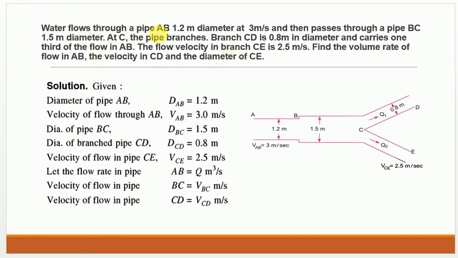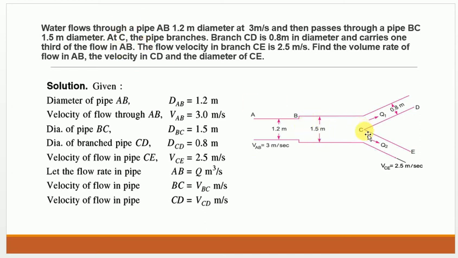Water flows through a pipe AB. So we have different sets of pipes. Pipe AB is 1.2 meter in diameter, and water flows at 3 meter per second. So the diameter of the pipe is given as 1.2 meter, and then from AB it passes through BC, which is 1.5 meter in diameter.